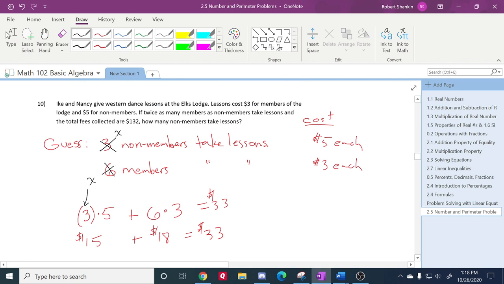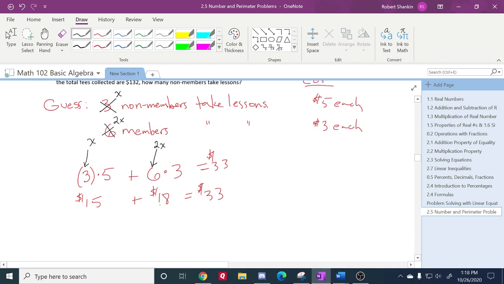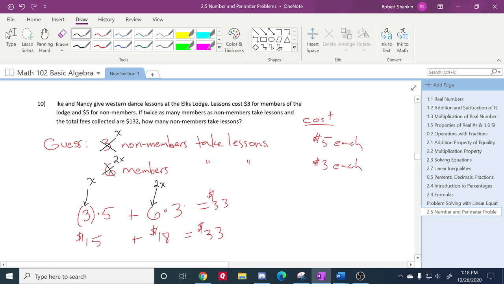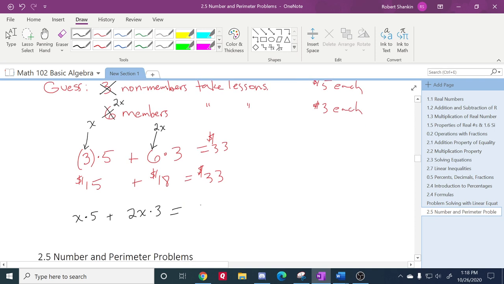2 times x. Very good. Twice as many. So, x is going to replace the 3, and the 2x is going to replace the 6. So, it's x times 5 plus 2x times 3, and then we force it to be the correct amount, $132.